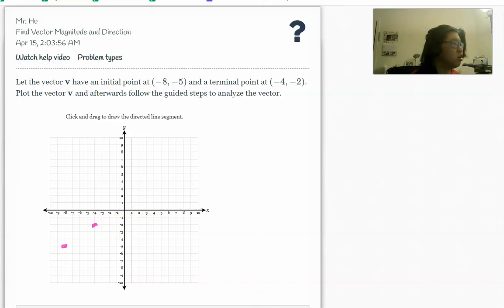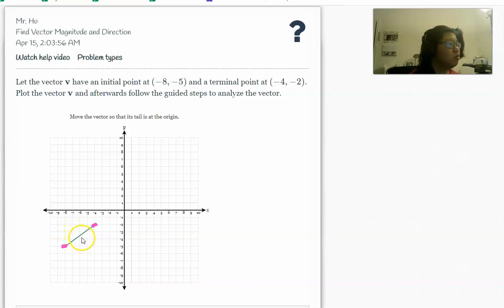So we just need to draw our vector here on DeltaMath. Hang on, there we go. Okay, and that's going to be our vector. Now, remember in the notes earlier, I said that it doesn't really matter where you start and end, as long as the vector actually maintains the magnitude and direction.